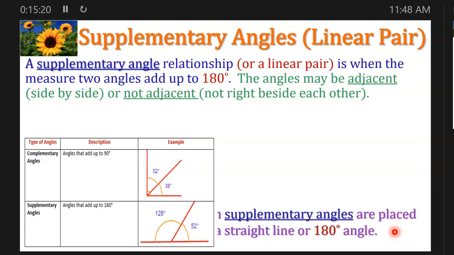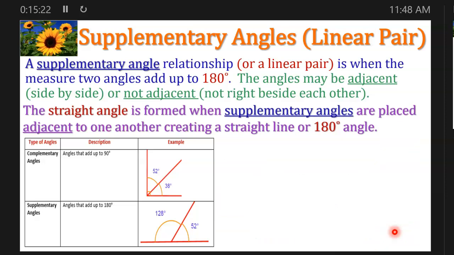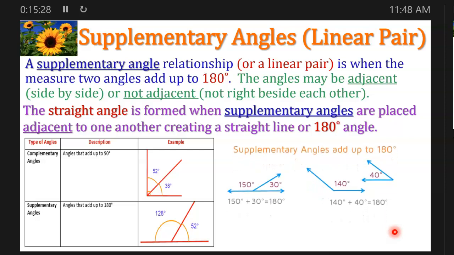All right, so straight angles form when supplementary angles are placed adjacent to one another, creating a straight line or a 180-degree angle. Okay, so here's supplementary angles that are right next to each other, which is what we see a lot in these parallel lines and transversals. And then here's some that are not adjacent to one another.